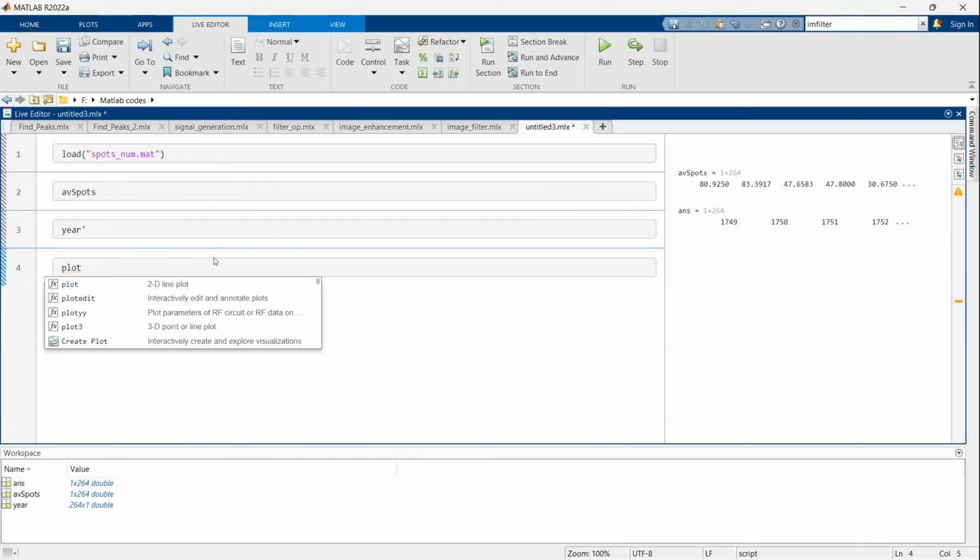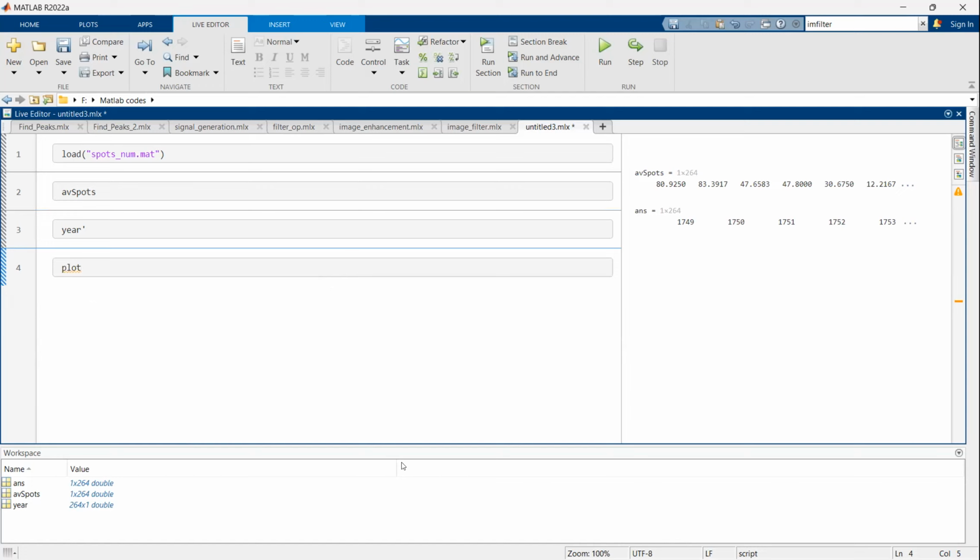Sir, mine is still taking time to process the program. It's not displaying anything. Don't you have anything in the workspace? Any variable created? Yeah, I wrote everything you've written. Load spots num.mat. I ran the simulation, but nothing showed up. So can you share your screen? There is a share screen option. Yeah, we'll share it.